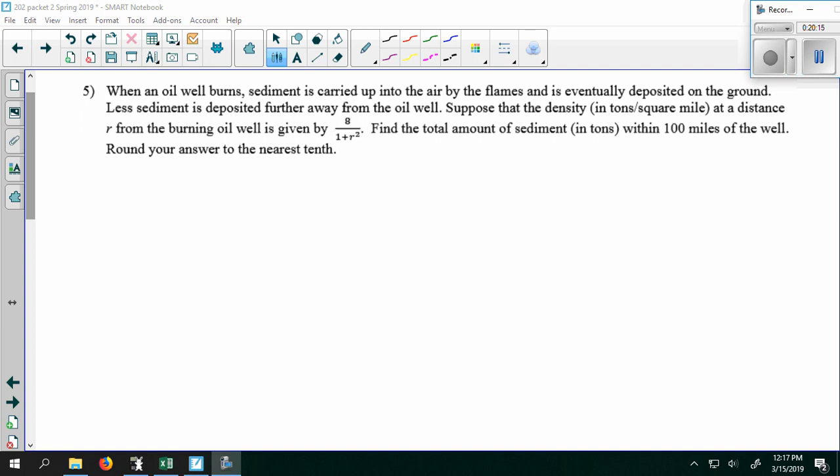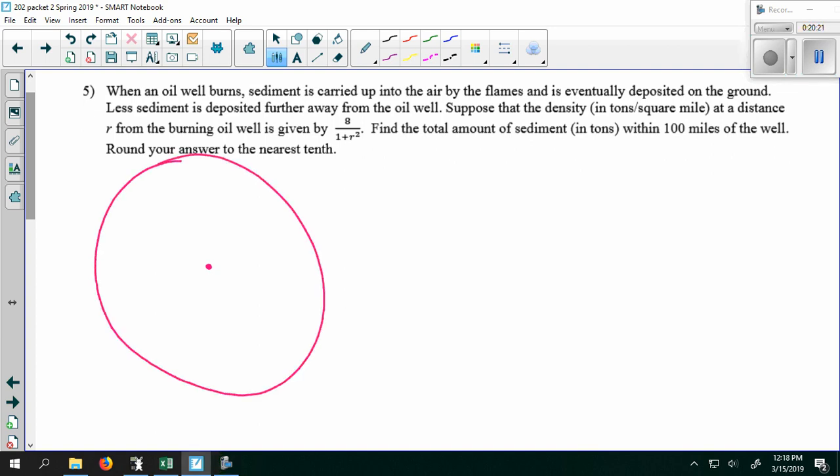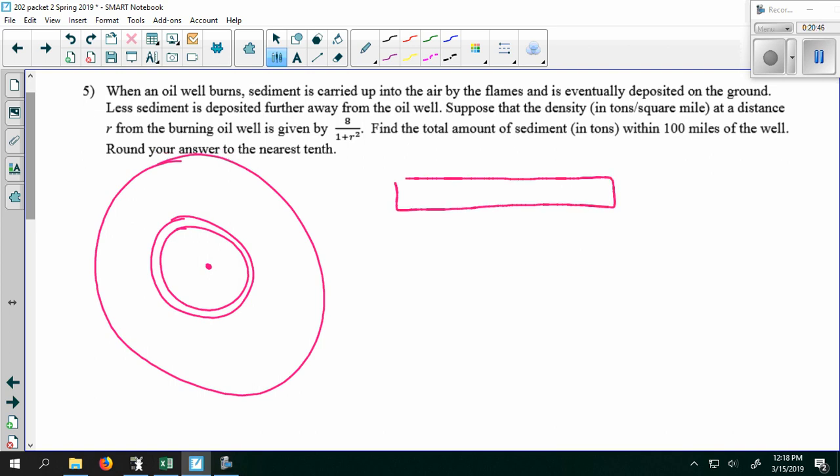of the well. So here's the well, and then within 100 miles would be a circle around the location of the well. And the further away you go, the less sediment is deposited on the ground. So I'm going to have concentric rings where the density of the sediment is approximately uniform. And when I unroll that ring, I get a rectangular shape here. The length of it is the circumference of the ring, 2 pi r, and the width is the width of the ring, which is delta r.